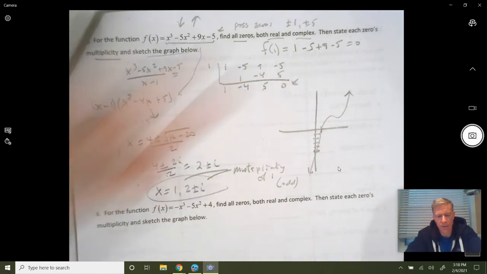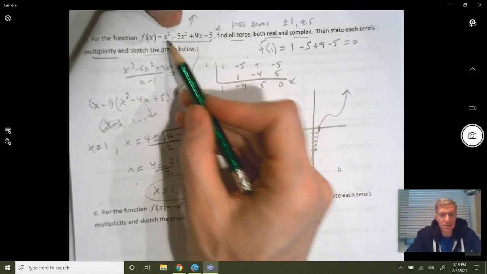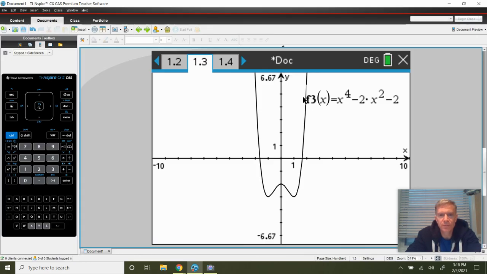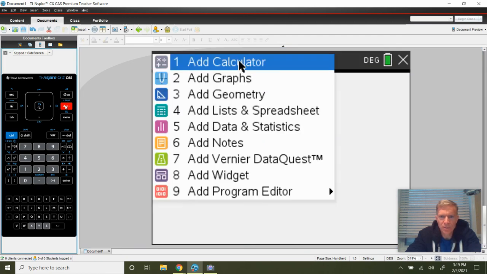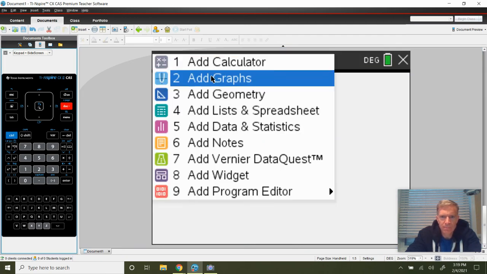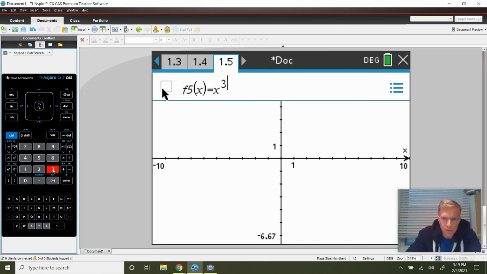I'm actually curious. Let's graph this one. It could have, yeah, it's x cubed, so it could have 2 bumps. Let's add one to here. Control, add a page. And you get x to the third minus 5x squared plus 9x minus 5.